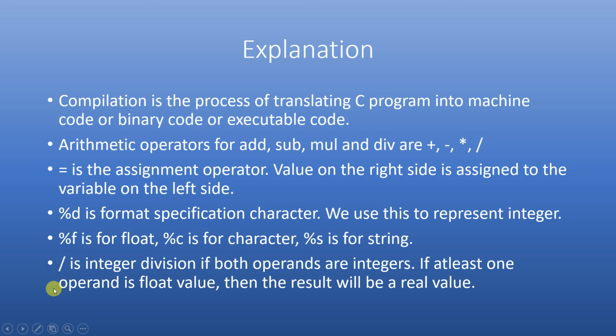So this / is the division operator, and this / represents integer division. If the operands of this slash are integers, for example 4/3 or 3/2, then the result will be an integer. If at least one operand is a real value, then the result will be a real value. If two operands are integers, then you will always get an integer as the answer.